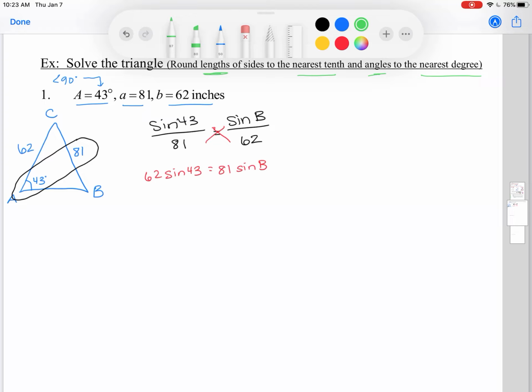Now we're trying to get B by itself. Before I can attack that sine, I now need to look at the 81 and get that out of there by dividing. Giving me 62 sine of 43 divided by 81 is now equal to sine B. And then remembering how to get angle B all by itself, we now need to do the inverse of sine of 62 sine 43 divided by 81, and we should get angle B now, all by itself.